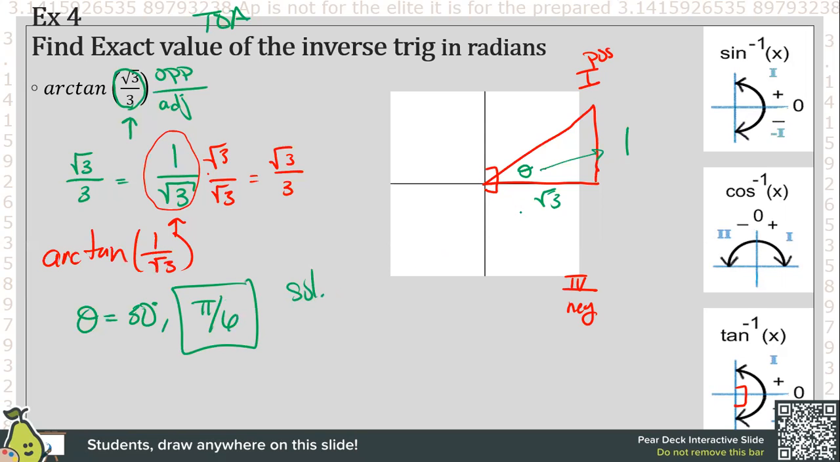Okay. So keep in mind the angle from here to here is, I'm sorry, not 90 degrees, 30 degrees, which is pi over 6.